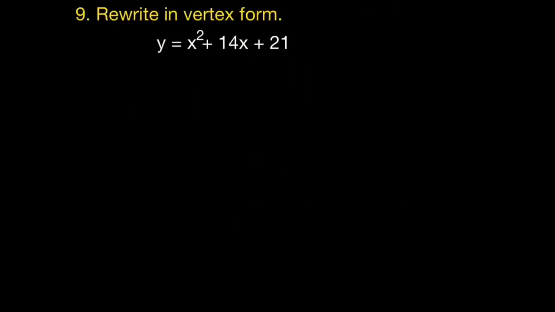Let's move on to example number 9, rewrite in vertex form. Now, when we wish to convert a quadratic equation that's initially in standard form to vertex form, we emphasize the x squared term and the x term. Then we will proceed by completing the square. So here I'll have y equal to x squared plus 14x, and then I have to add the value that's going to make the perfect square trinomial. I still have that plus 21 right here outside of the parentheses.